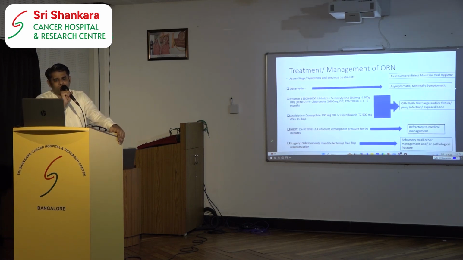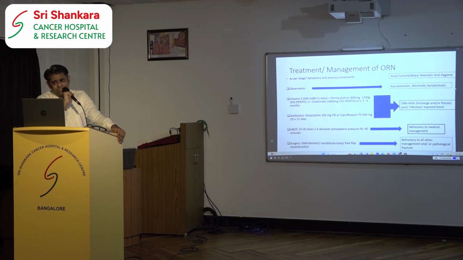Now coming to the treatment of ORN, as per the stage, symptoms, and previous treatments. Treat the comorbidities, maintain oral hygiene. Observation: if it's a small minor bony spicule, less than 2 cm, maybe 0.5, less than a centimeter across, you can observe it. Don't do anything. Or alternatively, you can give pentoxifylline, vitamin E, tocopherol, with or without clodronate. This is a bisphosphonate, called the PENTOCLO regime. We'll talk about the evidence for that.